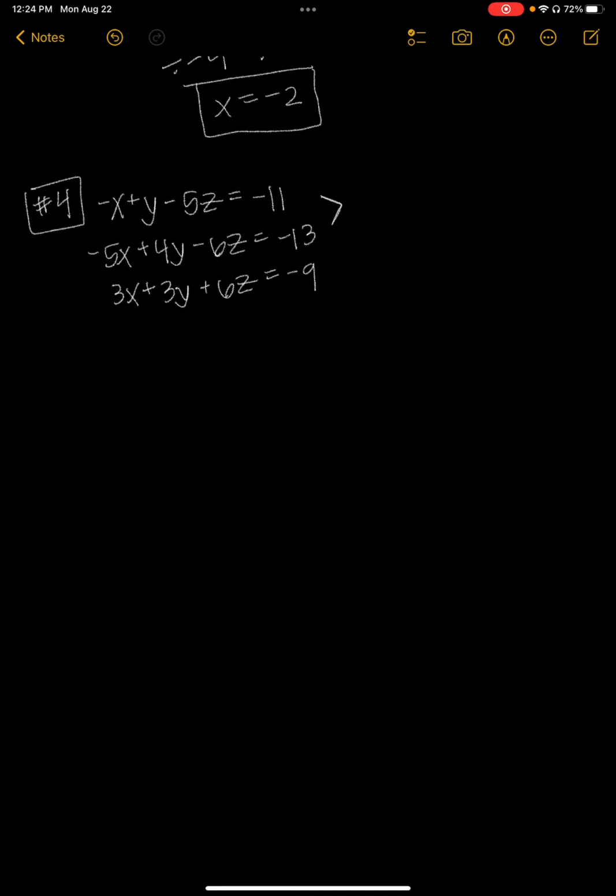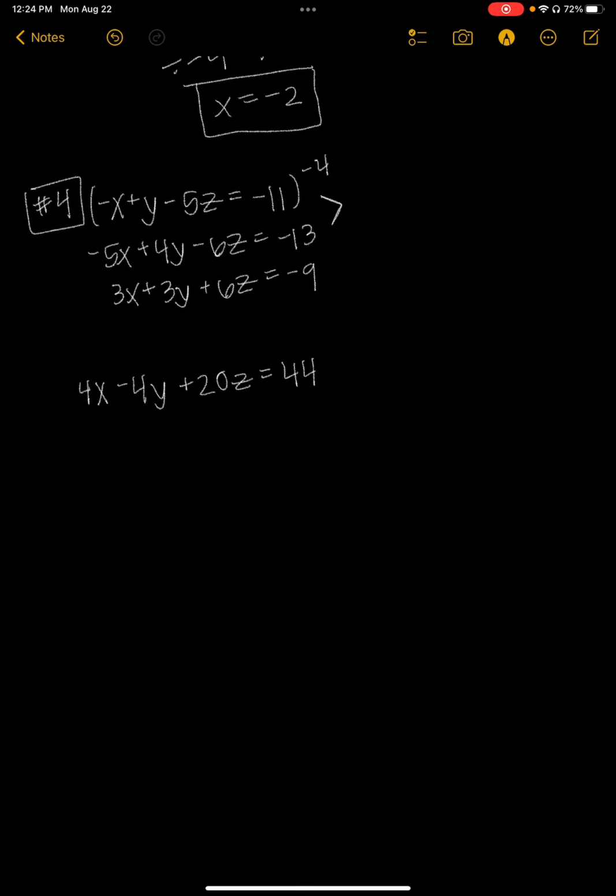So when I multiply it by negative 4, I'm just going to rewrite it down here. I would get a positive 4x minus 4y. So remember, we're multiplying this by negative 4. Plus 20z equals positive 44.